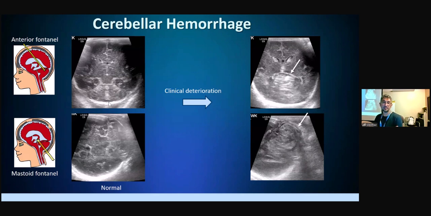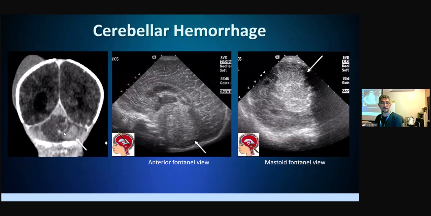In this one, the patient was doing fine, normal ultrasound, and then clinical deterioration. We repeated the ultrasound study. We saw this huge hemorrhage within the cerebellum on the coronal view and on the fontanelle view. Very large hemorrhage. And this is another hemorrhage confirmed with the CT. On the CT, we see this cerebellar hemorrhage. On the MRI, we can see the hemorrhage here. It's very large.